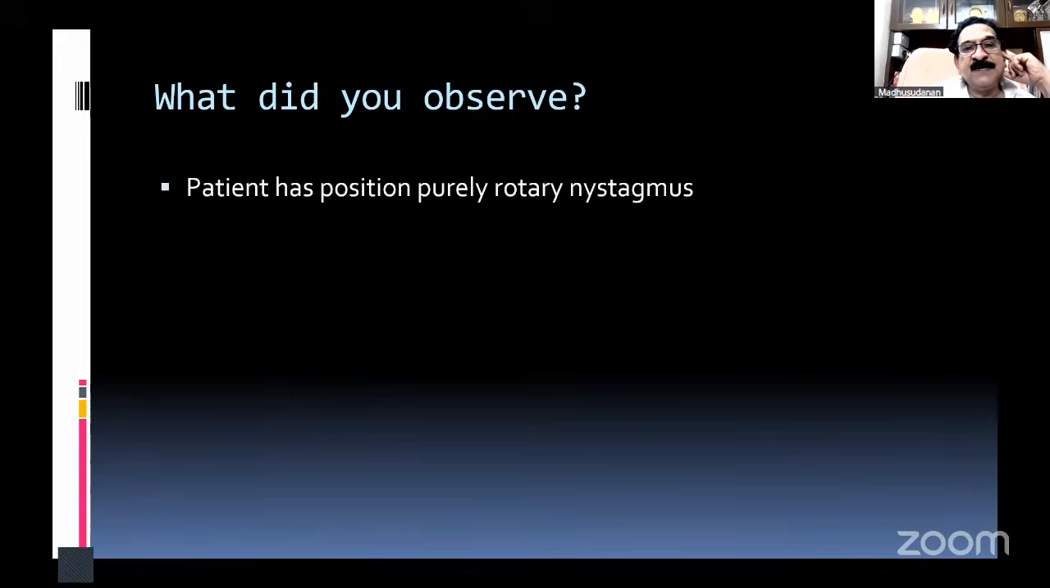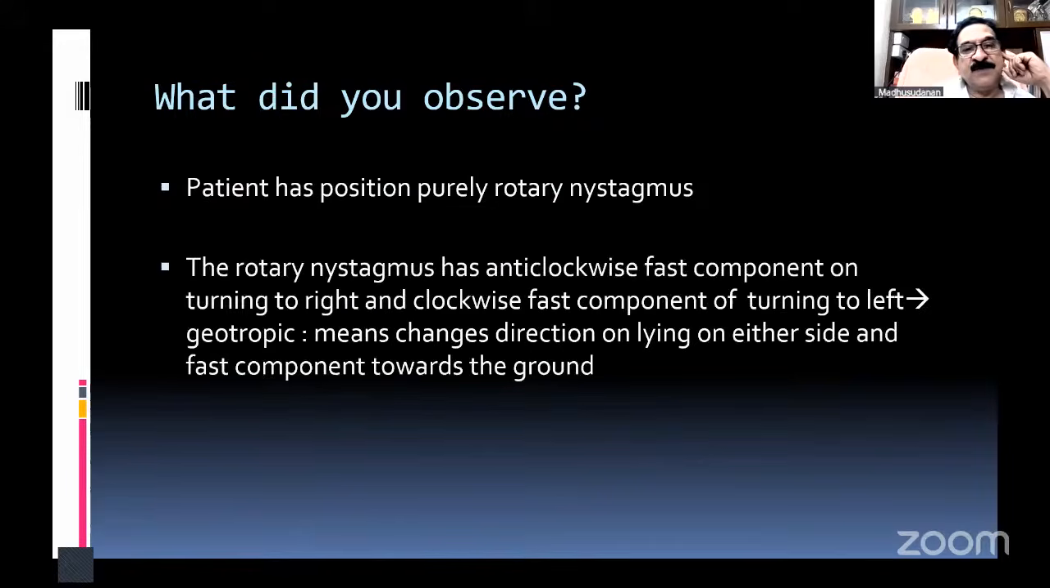The patient has purely rotary nystagmus, correct? The rotary nystagmus has an anti-clockwise fast component on turning to the right side, as you said, and a clockwise fast component on turning to the left side. The side to which the head is turned is the side of the fast component. That means it's a geotropic type of nystagmus. On changing the direction of the head to either side, the fast component is towards the ground.